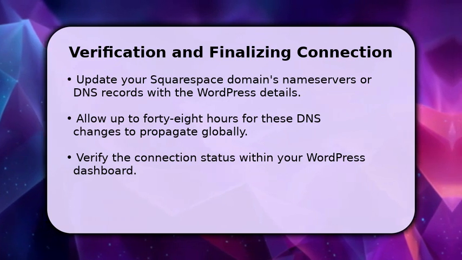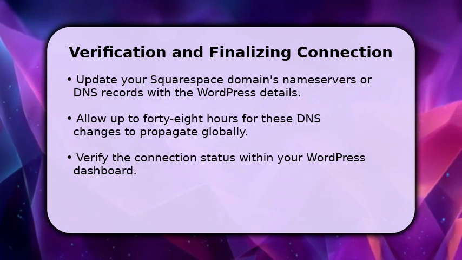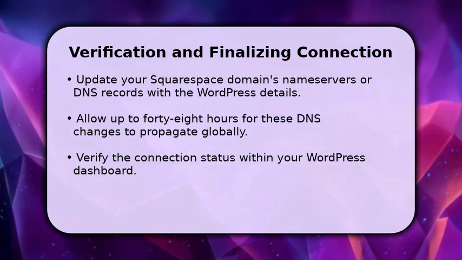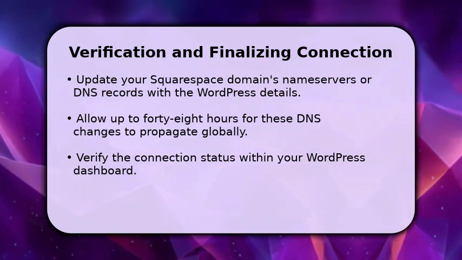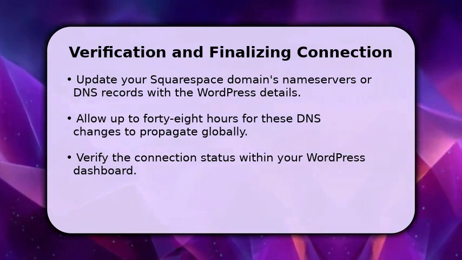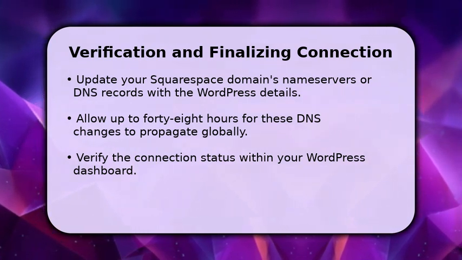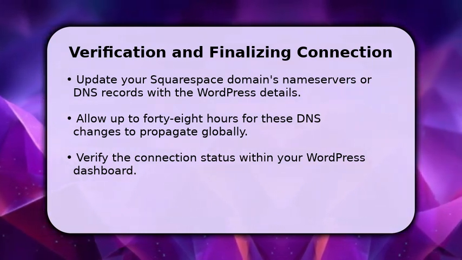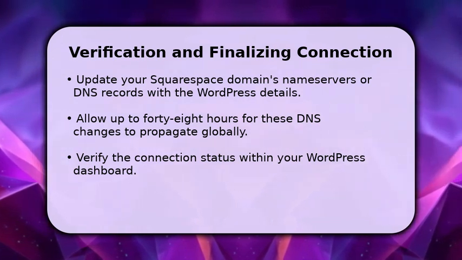Replace the existing name servers with the WordPress name servers, or add the specified A and C name records. DNS changes can take up to 48 hours to fully propagate across the internet, though it often happens much faster. Once updated, check the connection status in your WordPress dashboard. Finally, set your connected domain as the primary domain for your WordPress site to complete the process.